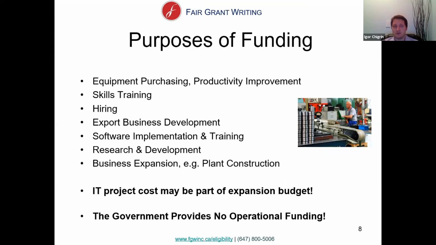Other than skills training, I wanted to highlight that there are other grants for other purposes, and those purposes are here on the screen. There are some grants for purchasing equipment, and some grants for hiring people, for developing your export sales, for software and hardware implementation. Research and development is a big area of government funding, and business expansion, such as expansion and construction of the plant, may also be funded partially through government grants and loans.